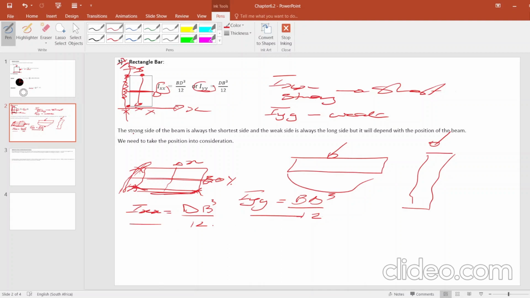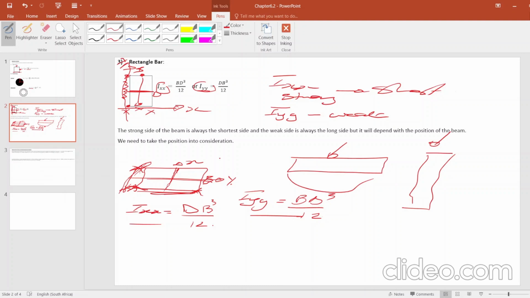Like I said, the strong side of the beam is always the short side. In this case, this is where I've taken moment at IYY, but the shortest side is that IYY. From there to there, it is the shortest side. It means in this position, our IYY is the smallest side. Please, the position of your beam is important.